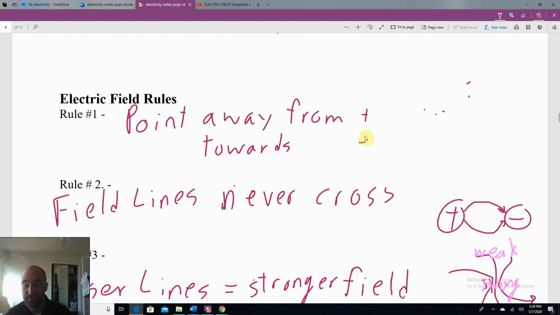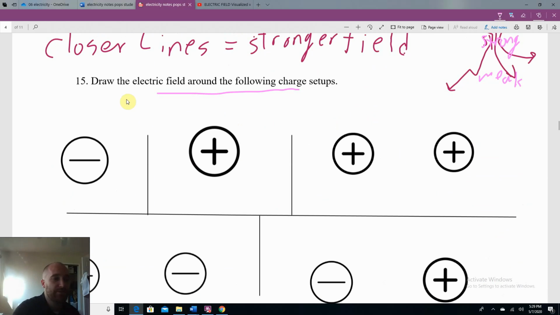Because I told you so. Because that's how physicists decided, that's how we'll do this. Always away from positive and towards negative. So we're just going to surround this with arrows that point inwards. And that's the electric field. That's what it looks like. Again, it's like a map of the forces around the object.